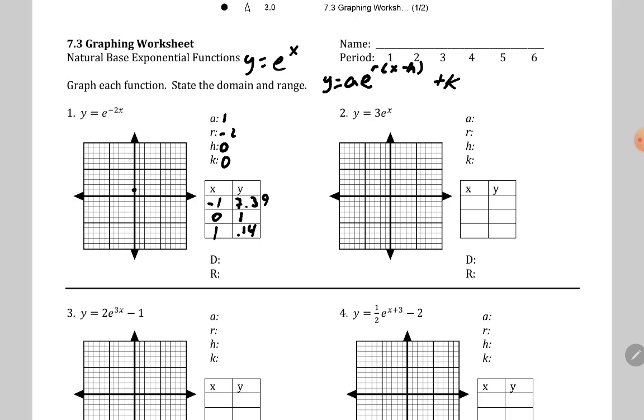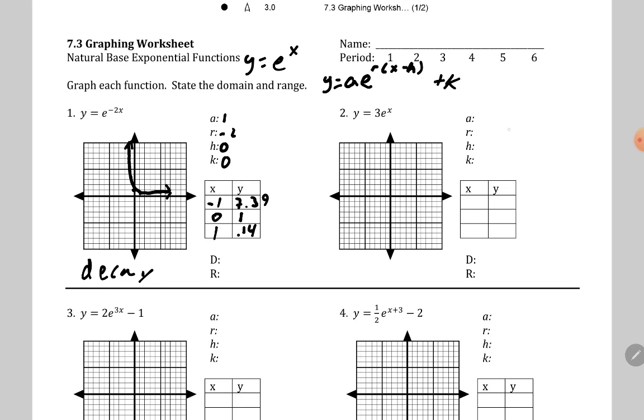So when you go ahead and plot these, 0, 1, 7.39, so around here, and something pretty low. So you got your basic shape here, and this is a decay. One thing is because r is negative 2, if you look at the graph, it's decreasing from left to right, and it has that exponential look to it.